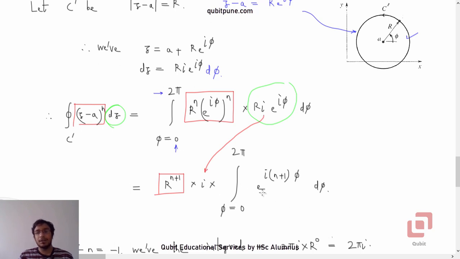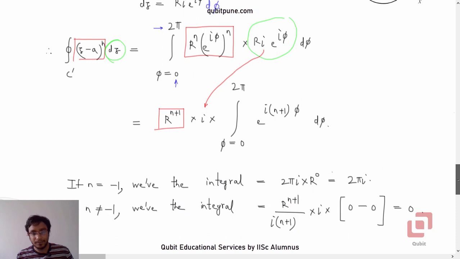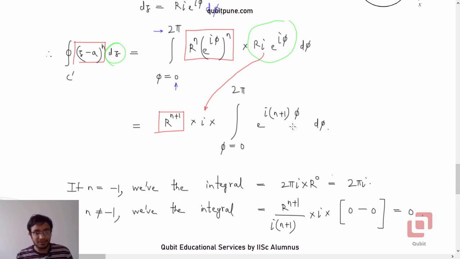So now the integrand is e to the power i(n plus 1) phi d phi, as phi goes from 0 to 2 pi. Now we have to consider two different cases. Case 1: let's consider a case where n is equal to -1. If n is equal to -1, then this integrand will be equal to 1, and this will also be r to the power 0, which is 1. The integral of 1 with respect to phi is phi. Put the limits, you will get 2 pi i.